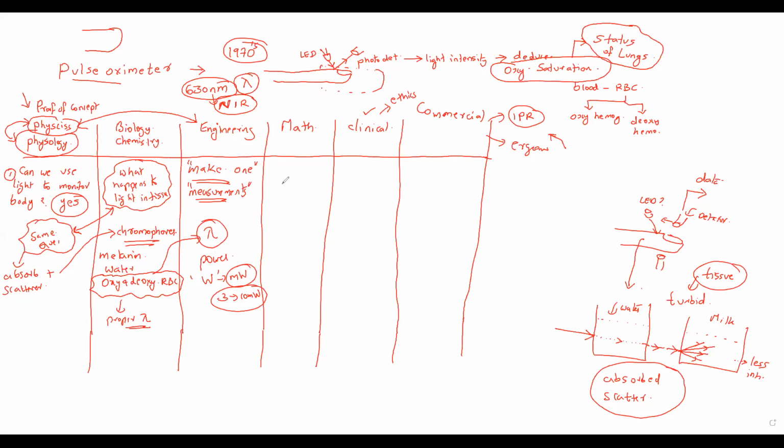Now let's skip the math. Let's come to clinic. So once you make this measurement and you find that there is some sensitivity to this, now you have to have a clinical validation. So when I say this is oxygen saturation, is there any other way with which I can actually confirm that this is actually oxygen saturation? So how do you calibrate it?